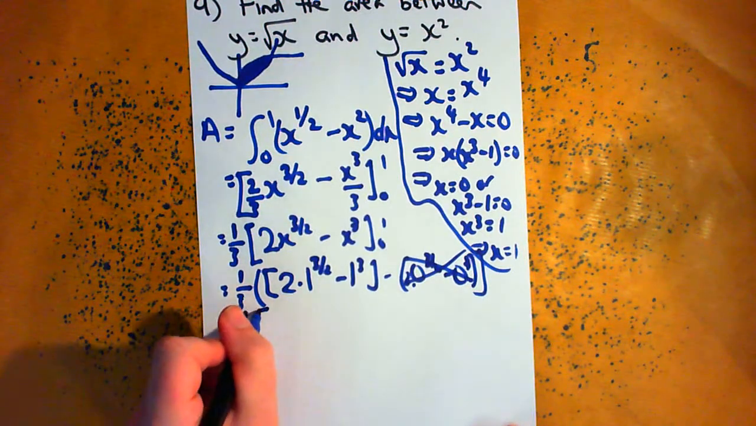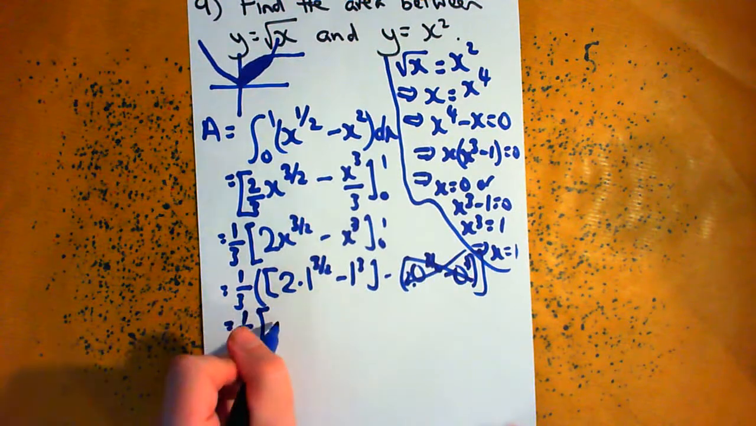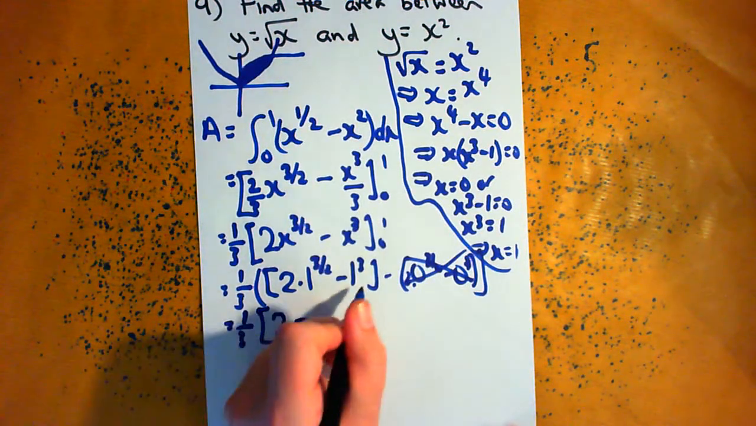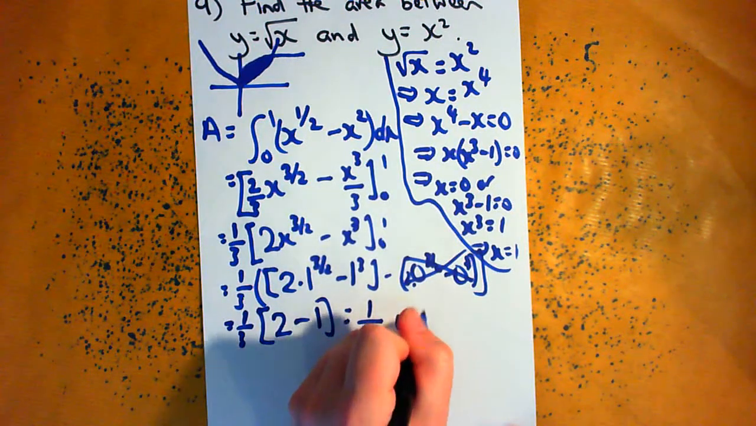So we get 1/3 of, 1 to any power is 1, so this is just going to be 2 times 1 minus 1, so we get 1/3 of a square unit.